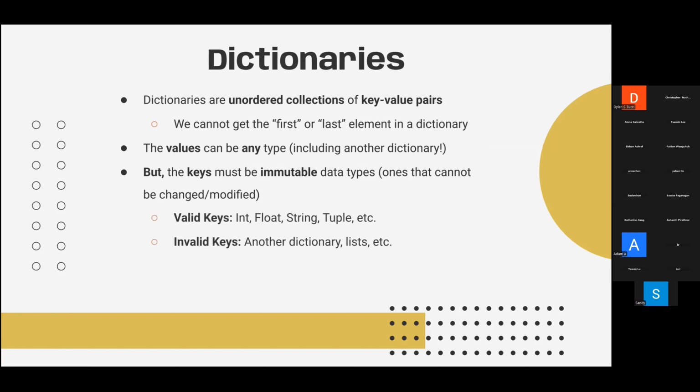So here are just some examples. We can see that valid keys would include data types like integers, floating point numbers, or strings, while invalid keys would be, as I said, dictionaries or lists, because those are mutable.